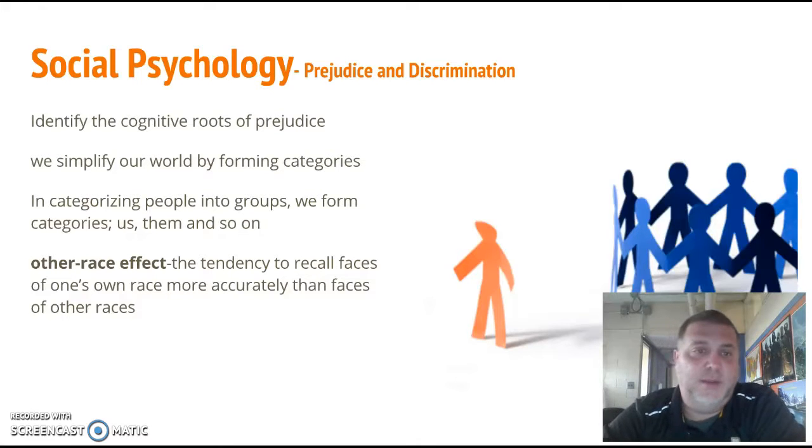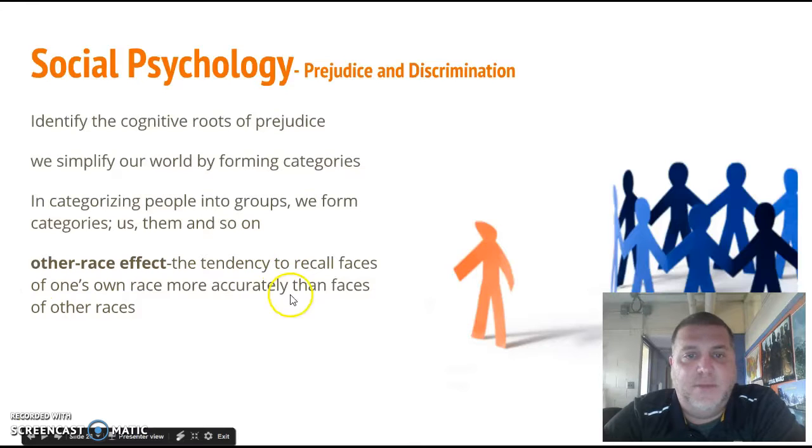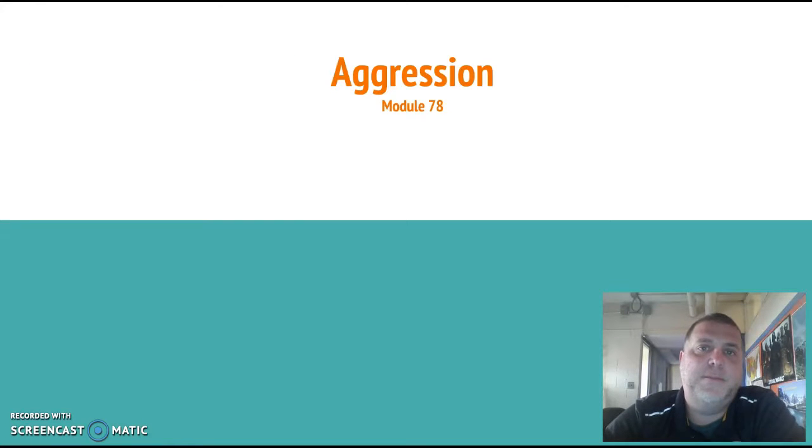The other race effect is a tendency to recall faces of one's own race more accurately than faces of another race. You might have heard all so-and-so look alike. It's an unfortunate saying, but that's why the other race effect comes into play: we can see people of our own race, for me being white, more accurately than I can see somebody of another race.